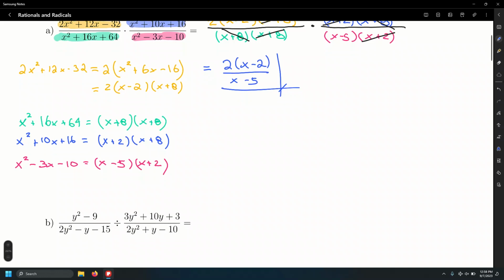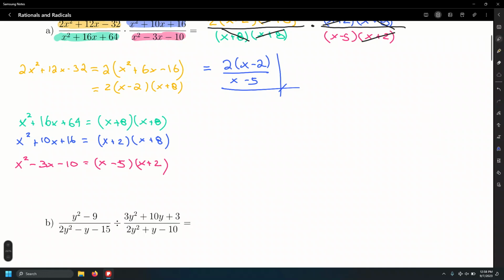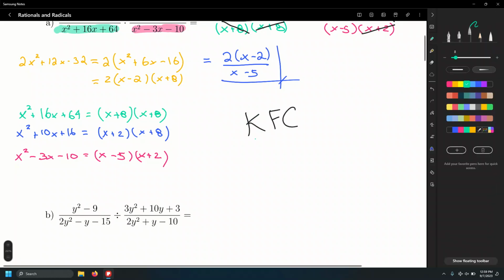For the division, we need to do something else first. And maybe you have heard about the KFC rule. Have you ever heard of it? No? Okay, KFC rule doesn't have anything to do with chicken, by the way. What does that mean? Well, that means keep, flip, change. All right? Keep, flip, change.